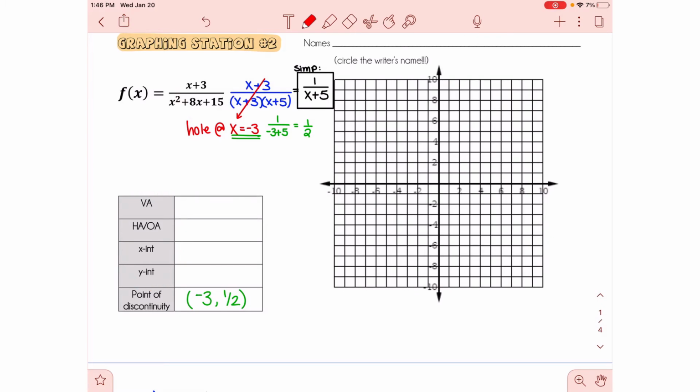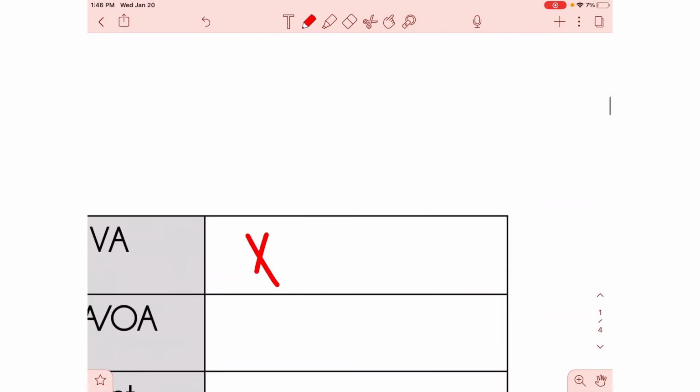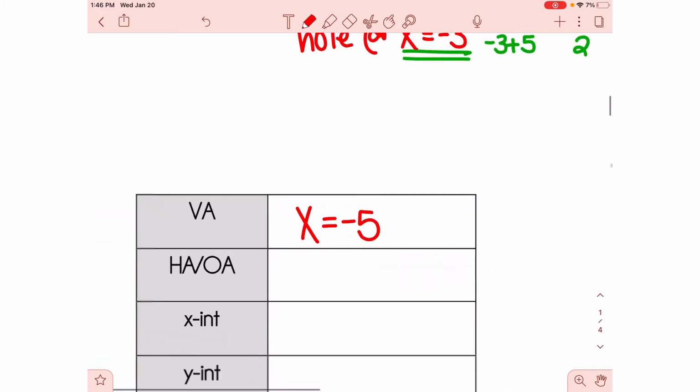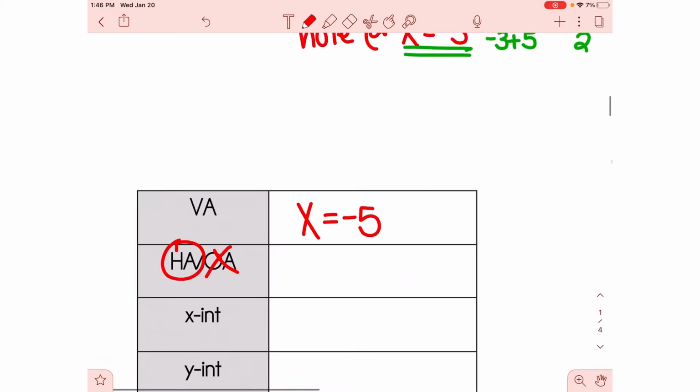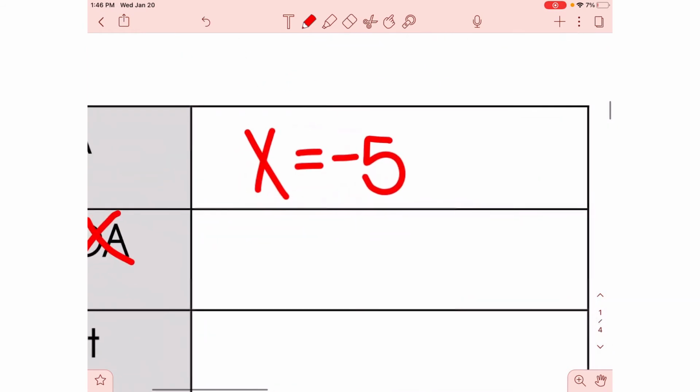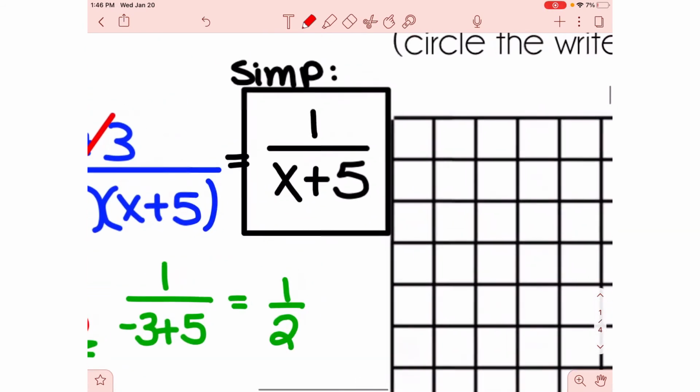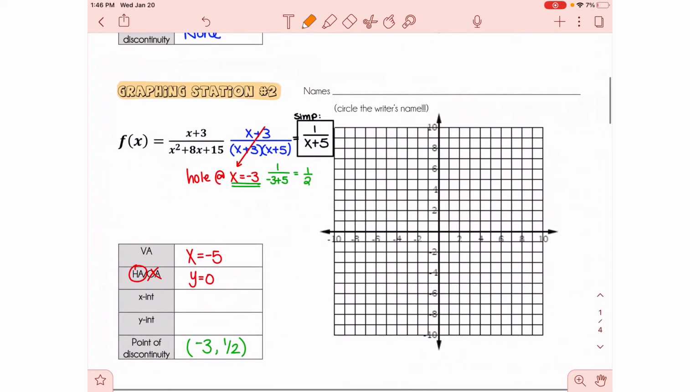Okay, so the vertical asymptote is going to be at -5. And we have a horizontal asymptote, and that is going to be at 0. Now, if you're like, why is it 0? I like to call this one a bobo. If you look here, the degree is bigger on the bottom. When the degree is bigger on the bottom, it's an automatic y equals 0 for the horizontal asymptote.